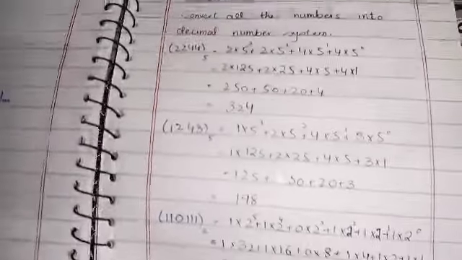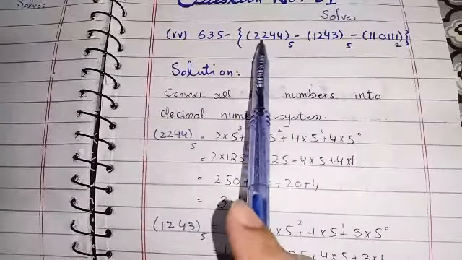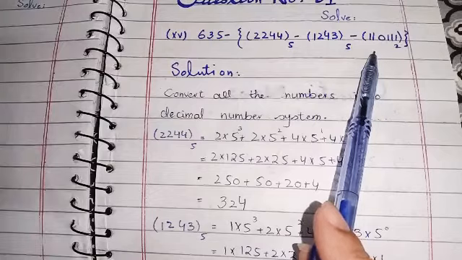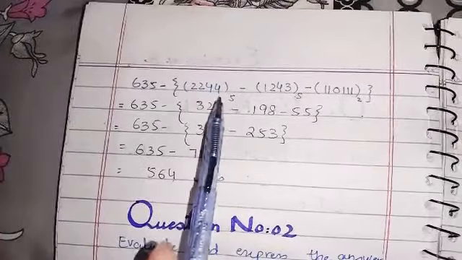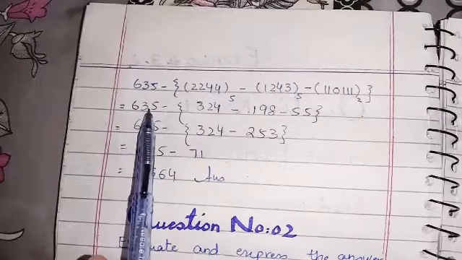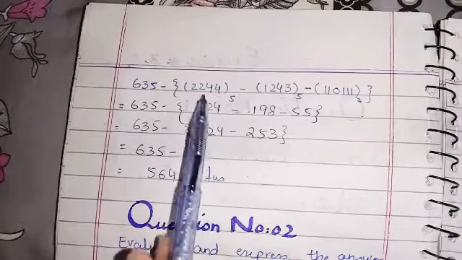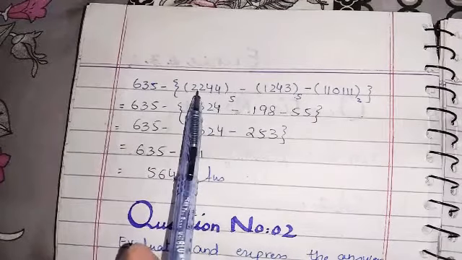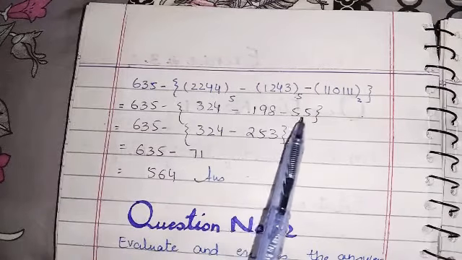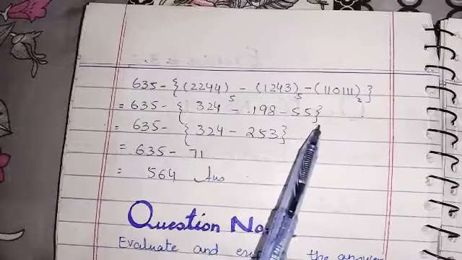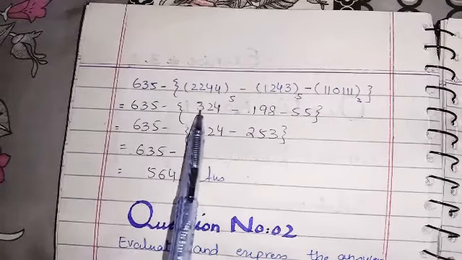Now students, we will write the question again, then we will write the answers against each number system given to us, then we will solve it. Here is our question: we will write 635 as it is, minus, in curly bracket we write 324, because when we convert this number into the decimal number system we got 324, minus 198, minus 55, within brackets.